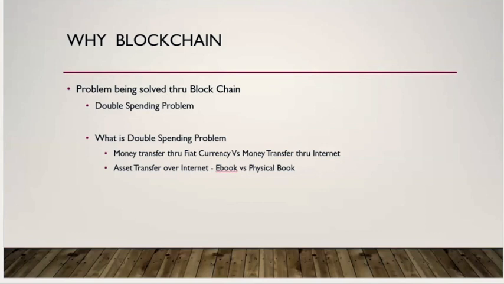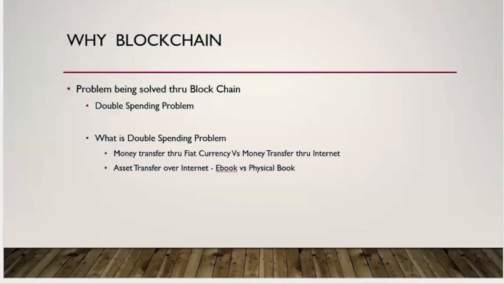What happens in the case of asset transfer over the internet? For example, if I have a book and I hand it over to somebody, I do not hold the possession of the book anymore. The book is with that person only. But that is not the case on the internet. If I have a PDF version of the book, an ebook, and I give it to somebody, I can give the same PDF to a third person and a fourth person likewise. That is the double spending problem.